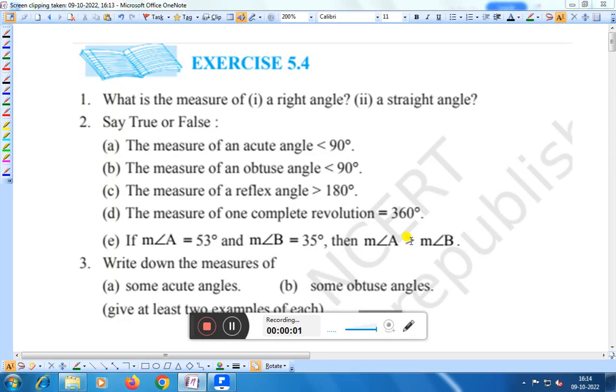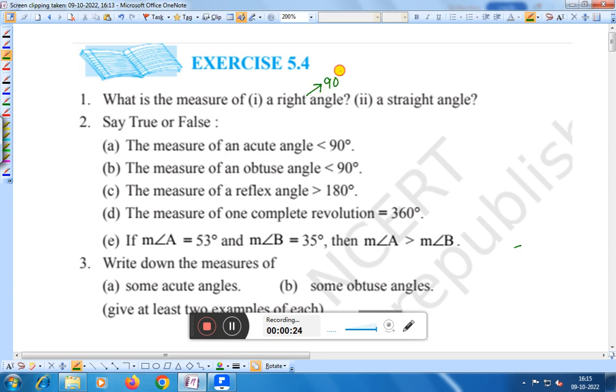Hello everyone. Today we shall discuss exercise 5.4 question number 1, 2 and 3. What is the measure of a right angle? We know that the measure of a right angle is 90 degree. We need to know this one, that it is 90 degree.